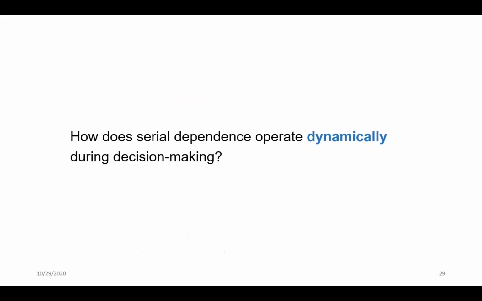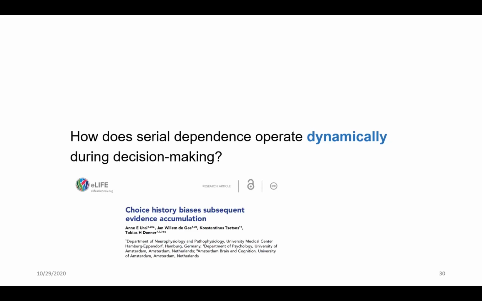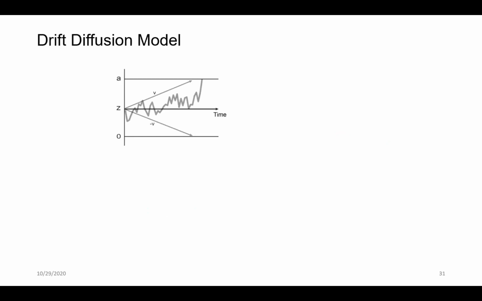Okay, next. How does the serial dependence operate dynamically during decision making? Before, we showed you the static effect. A recent paper by Urai and colleagues shows that choice history bias subsequent evidence accumulation in various tasks. Here, we also used the drift-diffusion model to investigate the dynamic process of decision making and serial dependence.